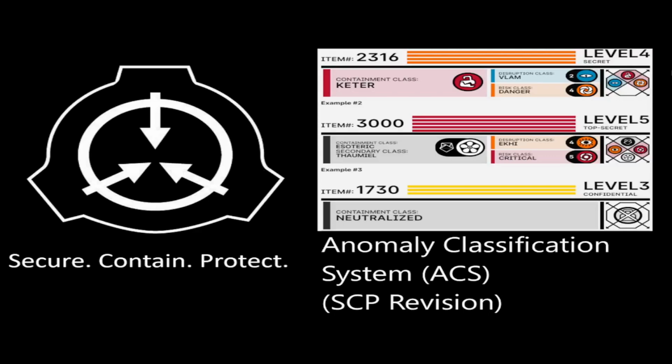Hello everyone, this is Archivist Sierra Tango, and this is the SCP file for the Anomaly Classification System, or ACS. This is a containment protocol revision that will be occurring later on.